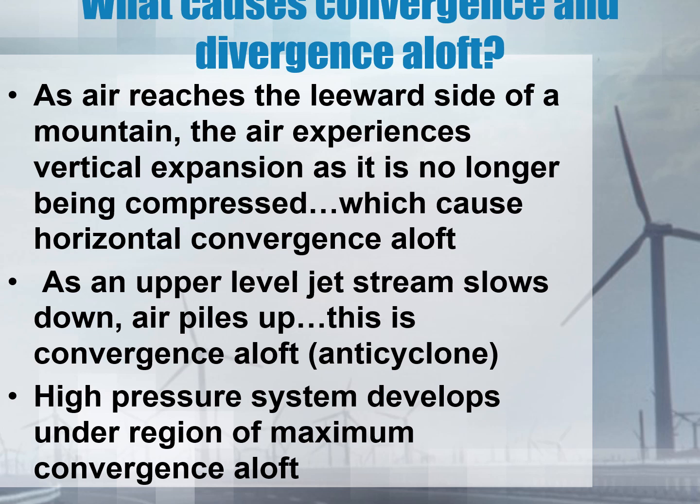All right. High pressure system will develop under the region of maximum convergence aloft. Okay, I take back what I just said. Both of these are two different ways to form an anticyclone at the surface. Both of these things, the air reaching the leeward side of a mountain range or the upper level jet stream slowing down, will lead to convergence aloft. All right, so a high pressure system develops under the region of maximum convergence aloft. Bottom line is this: convergence and divergence aloft are important, but you don't need to know them for your exam.